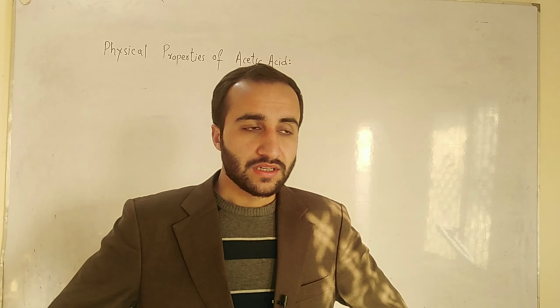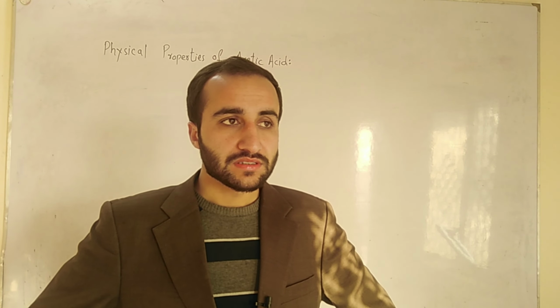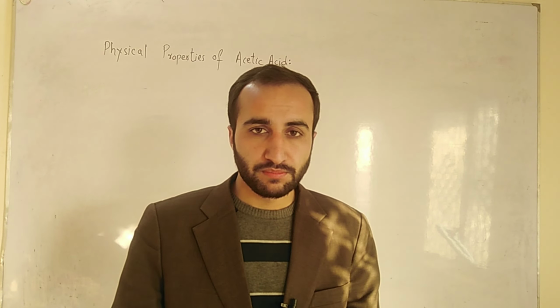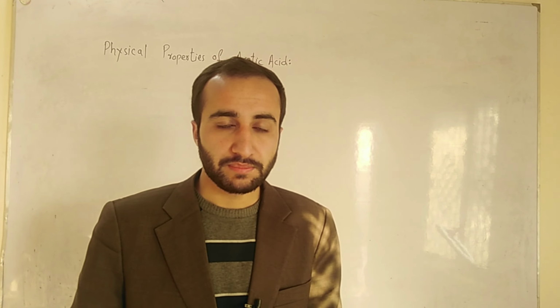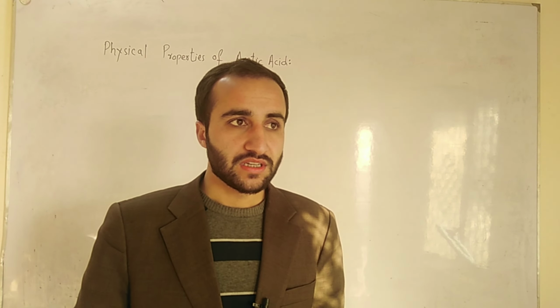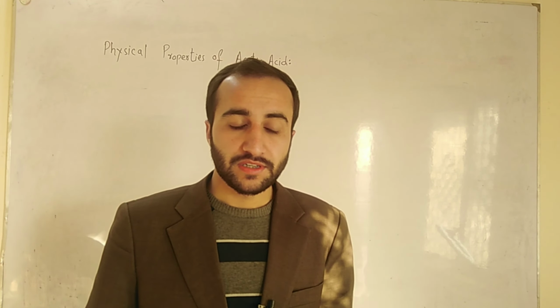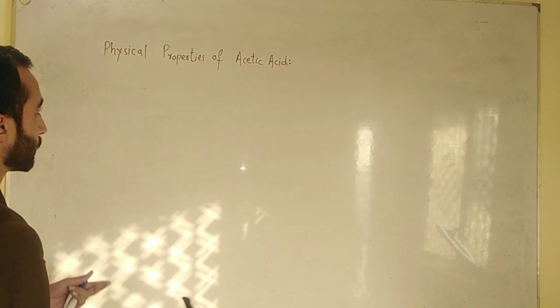Dear students, a very small topic which I am going to discuss with all of you is the physical properties of acetic acid. Whenever we talk about the physical properties of any compound, we discuss mainly 3 to 4 properties. First of all, for example, we discuss its shape, its color, its taste, its melting point, its boiling point, and its miscibility. So for acetic acid, we will also check these 3 to 4 physical properties.